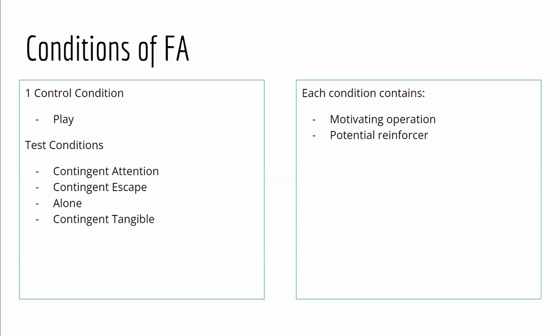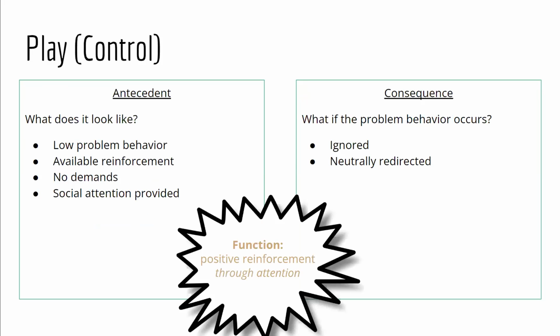So there are multiple conditions of a functional analysis. The one that stays true is the control condition, which is also known as the play condition. The other test conditions include attention, escape, alone, and tangible. It's also important to note that each of these conditions contain a motivating operation, which relates to the antecedent, which happens before the behavior, and a potential reinforcer that occurs after the problem behavior in regard to the consequences.